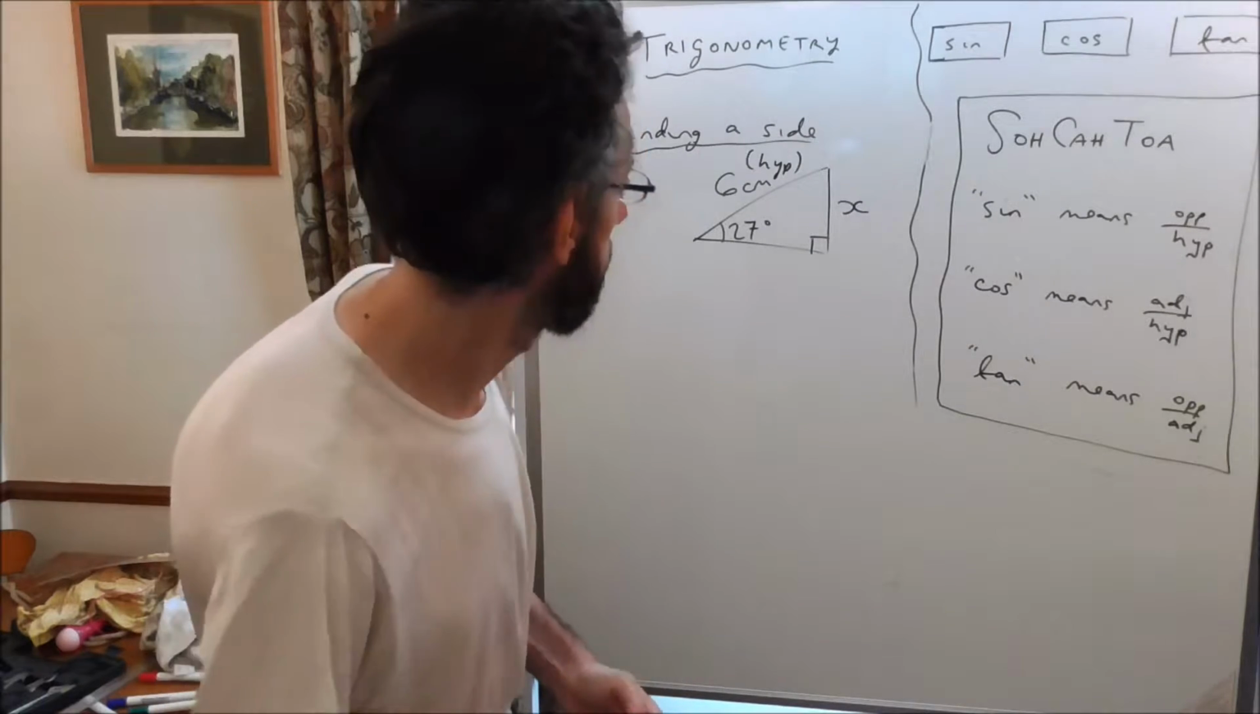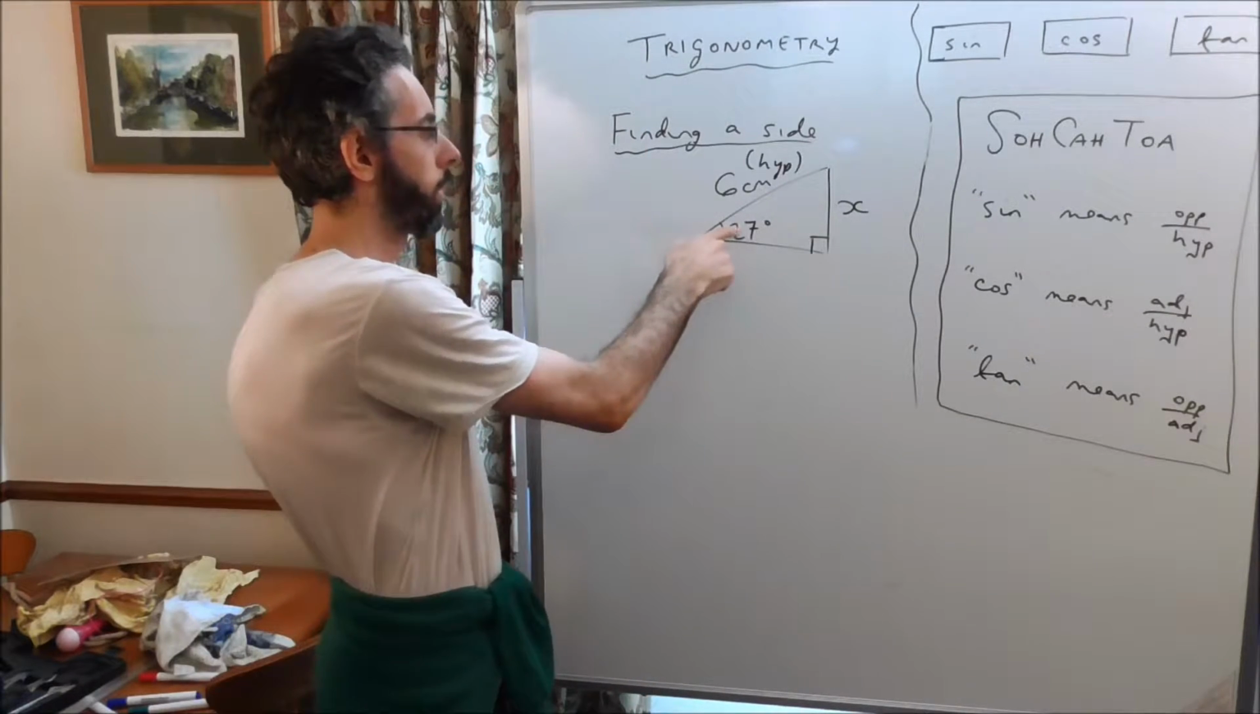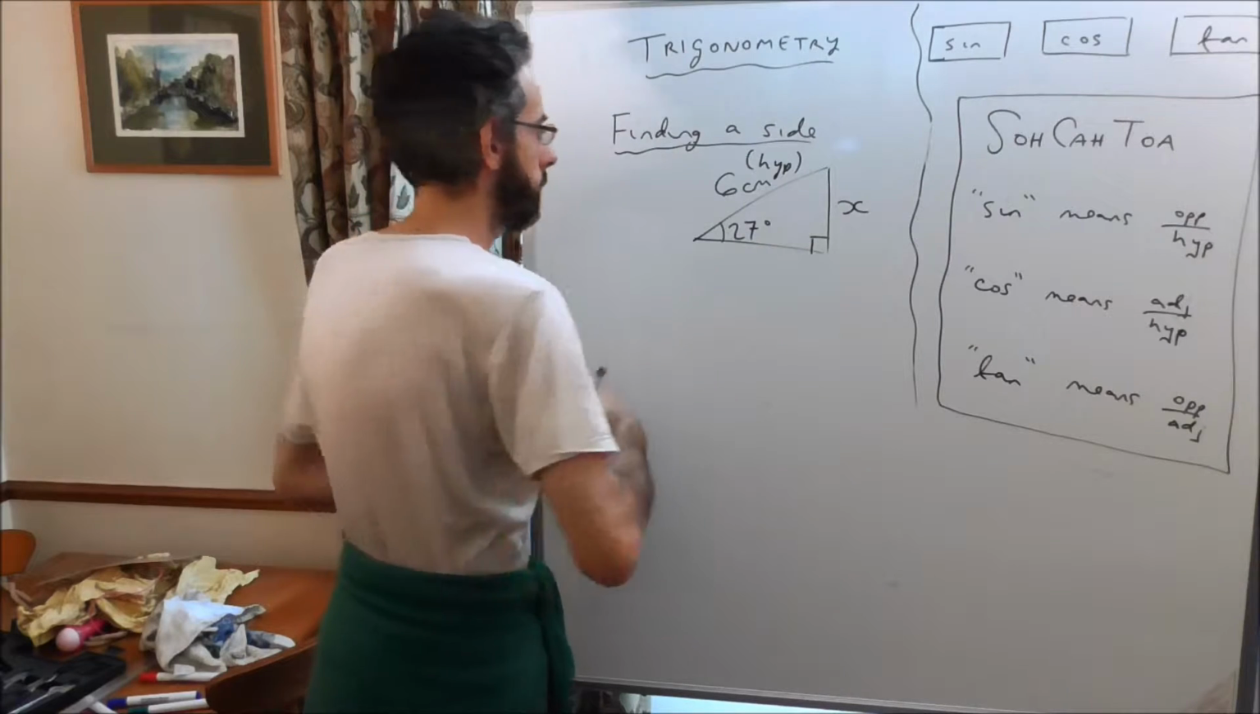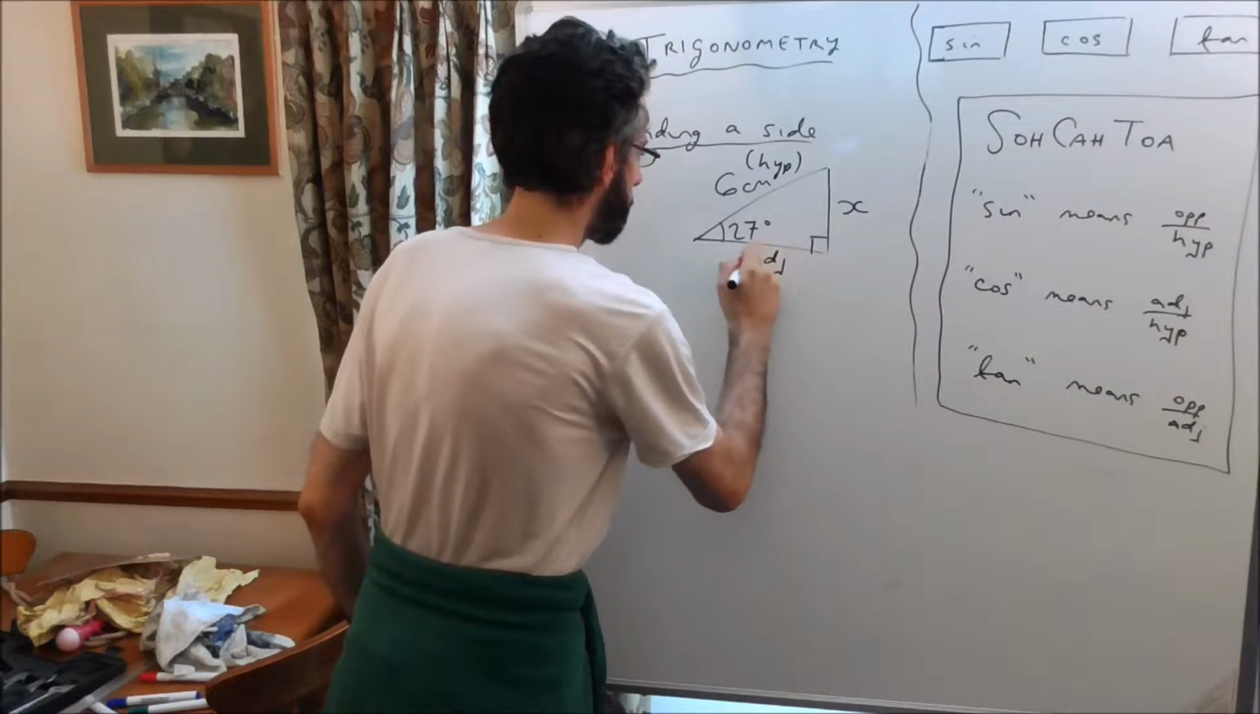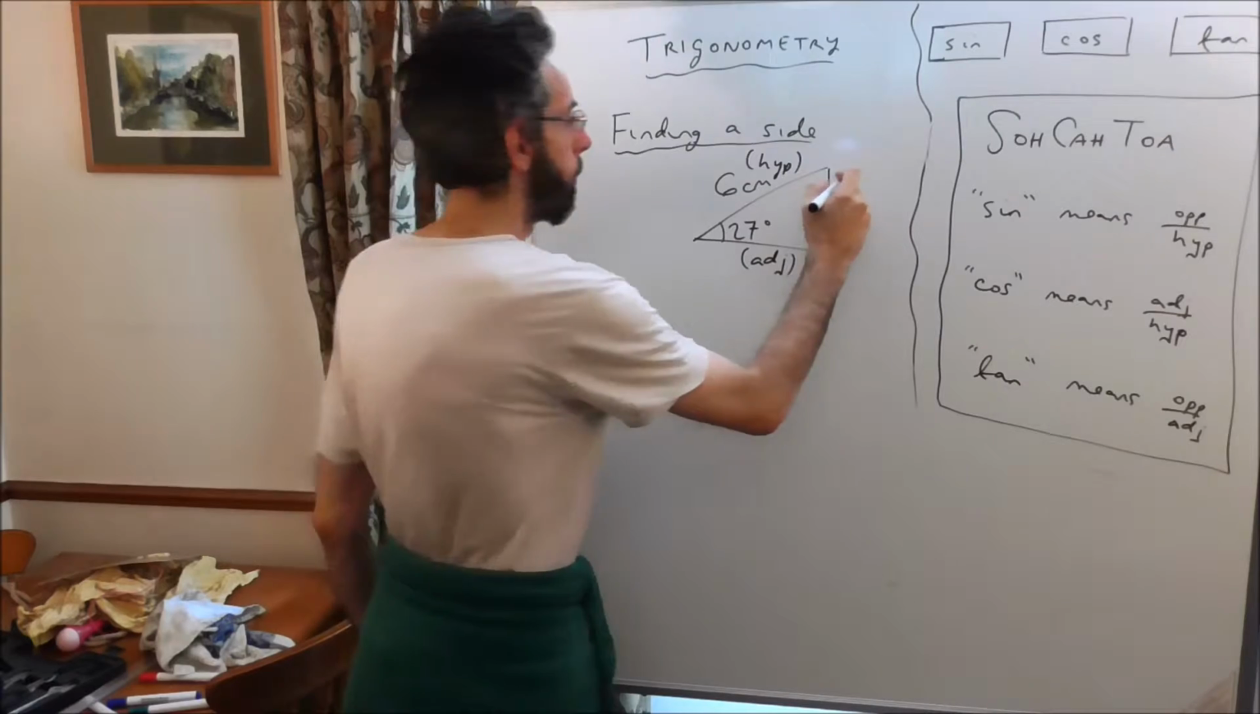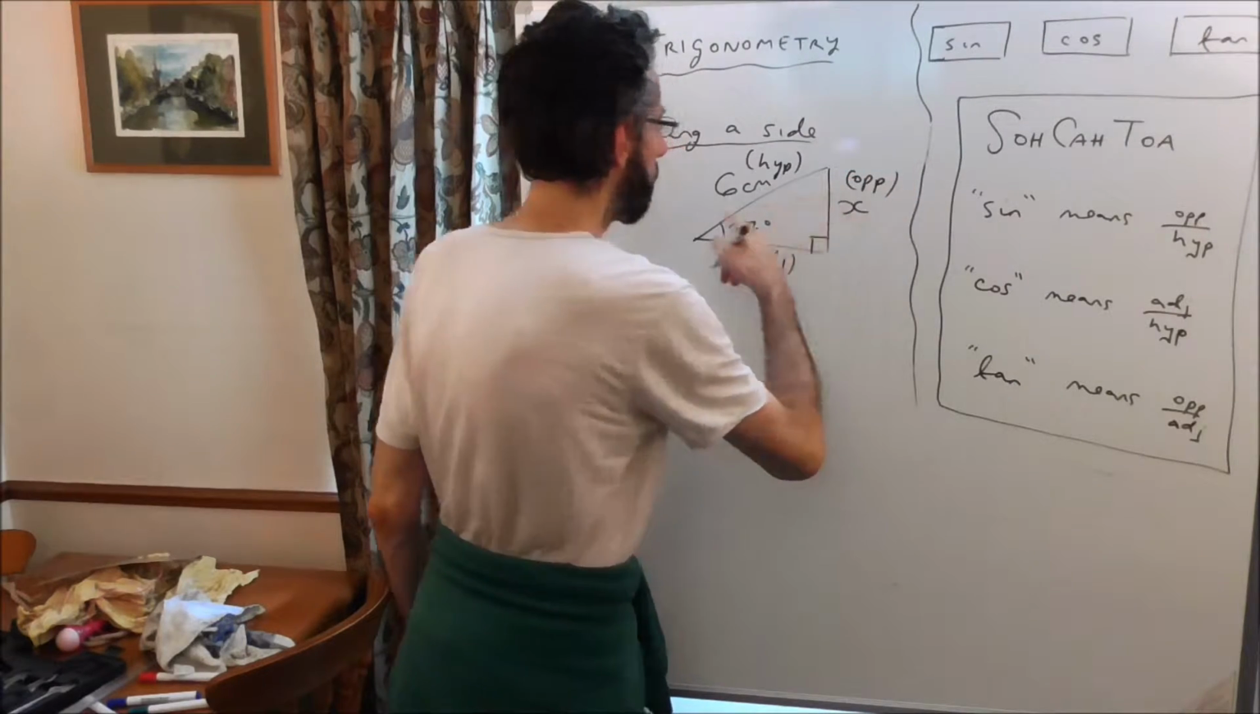Which side's the adjacent side? Well, relative to this angle, the given angle, it's this side here. So this is the adjacent side, which means this side is the opposite side, because it's opposite the given angle.